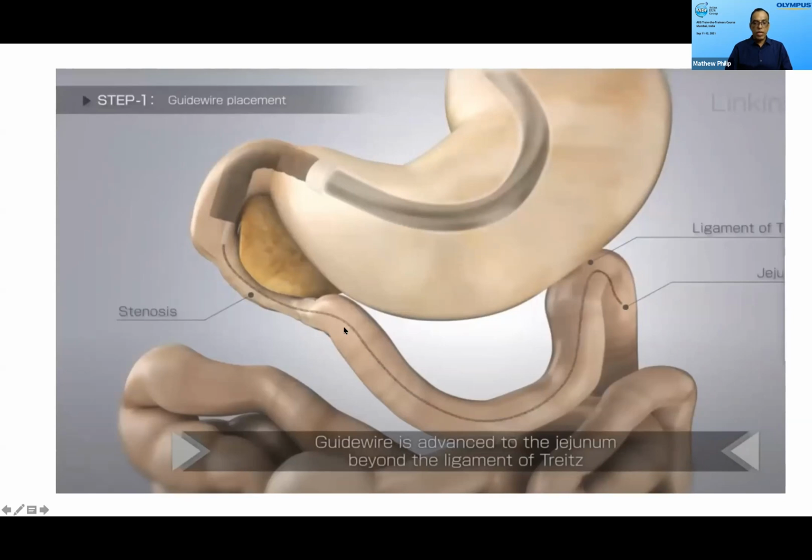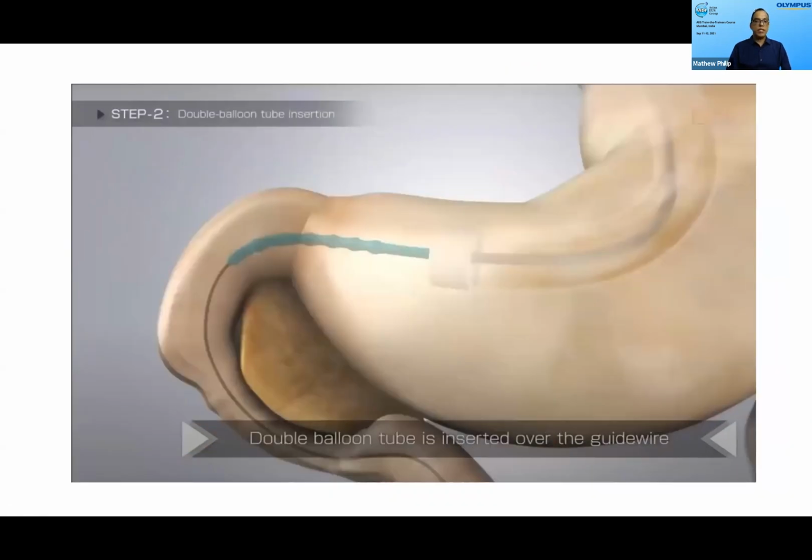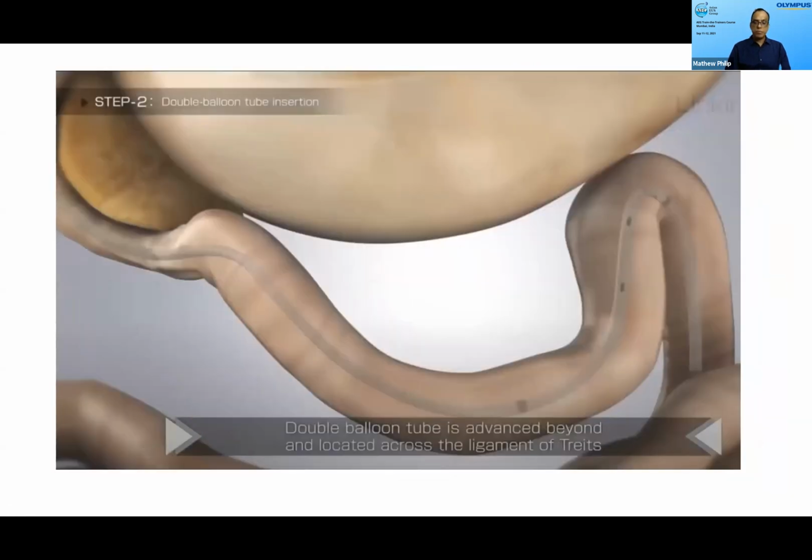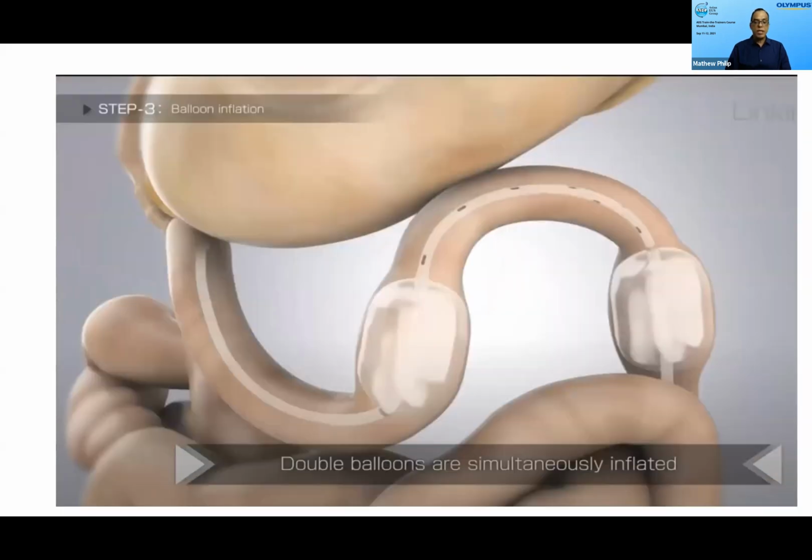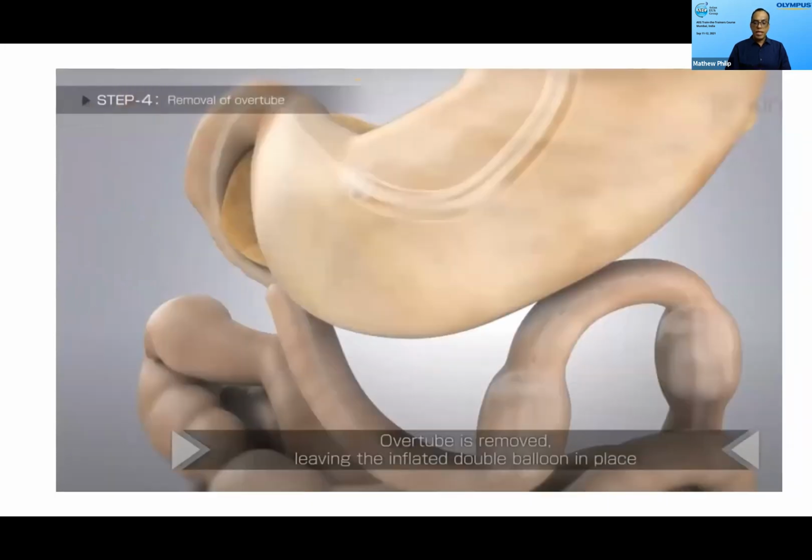Then you pass the E-pass tube, a long tube with 2 balloons. The overtube is used to prevent coiling inside the stomach, and it can be of single balloon or double balloon endoscopes. Once the tube has advanced and is located across the ligament of Treitz, your position is adequate. The balloons are simultaneously inflated with contrast so that they can be seen on fluoroscopy. Once that is done, you remove the overtube, leaving behind the inflated double balloon tube.